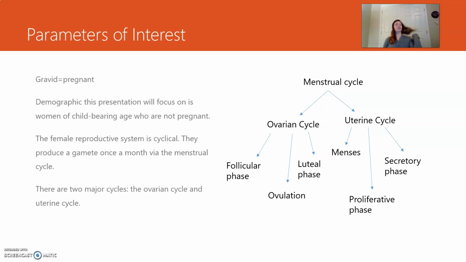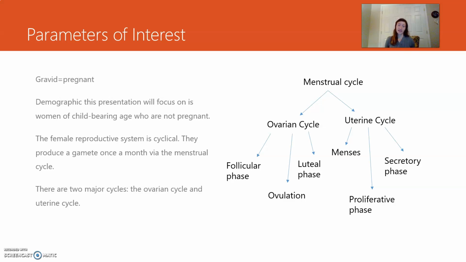So our parameters of interest are going to be non-gravid females. Gravid means pregnant, so non-gravid means not pregnant. So specifically, our demographic of this presentation will focus on women of childbearing age who are not pregnant. So women who have gone through puberty, their reproductive systems are active, but not pregnant. Because the female reproductive system is cyclical, and pregnancy obviously interrupts that cycle.